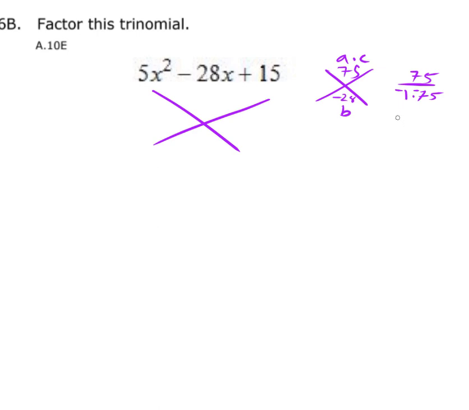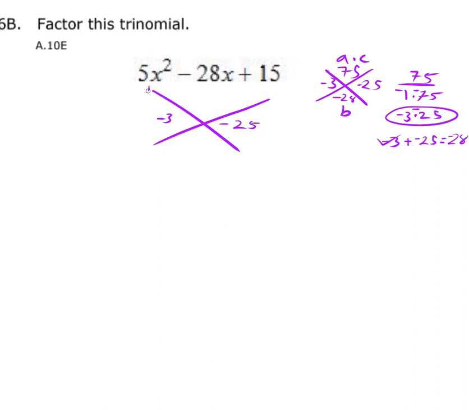So negative 1 didn't work, and negative 2 doesn't work. How about negative 3? Negative 3 times negative 25 would equal 75, and negative 3 plus negative 25 equals negative 28, which is what I needed. So this is the correct answer. I'm going to put my negative 3 right here and my negative 25 right here.